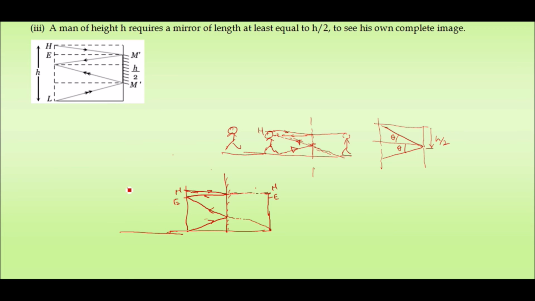Now if the man is standing far behind, suppose this man is standing now at this location, this is head, this is eye, and this is his feet. If I draw the diagram, then the diagram will be like that only. So if I extrapolate it, we will see.